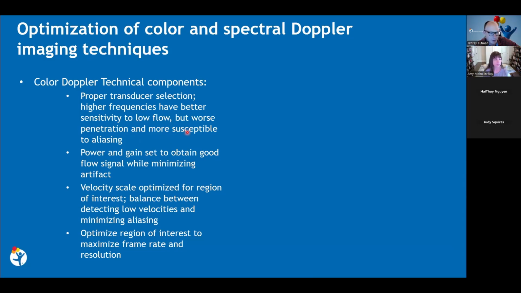They can also be a little bit more susceptible to aliasing. We always want to keep in mind our power and gain, making sure that we're setting those to get a good flow signal while minimizing artifact.